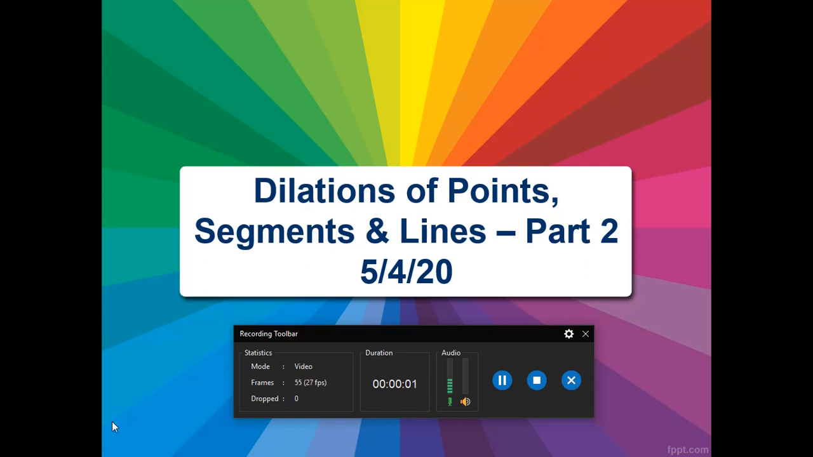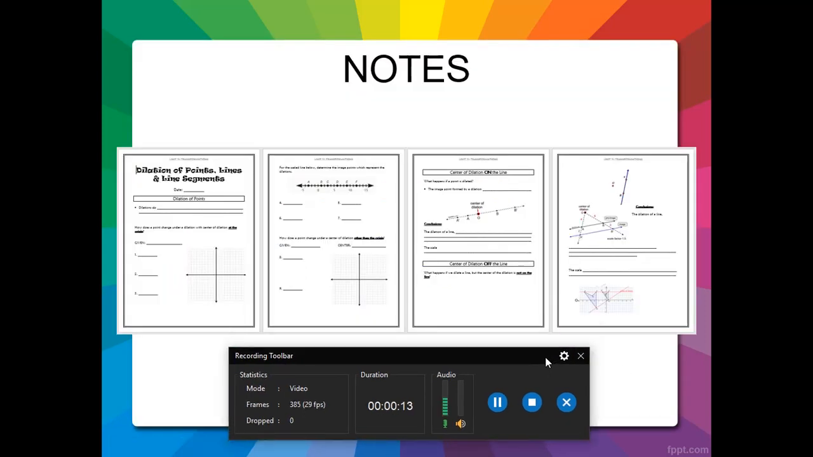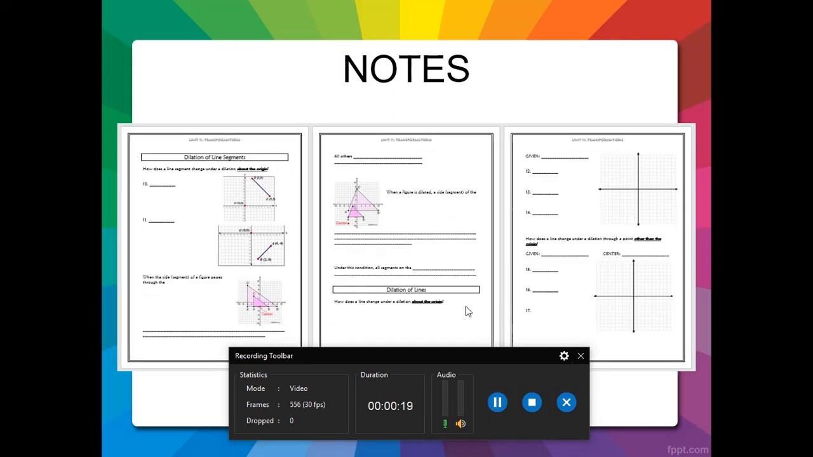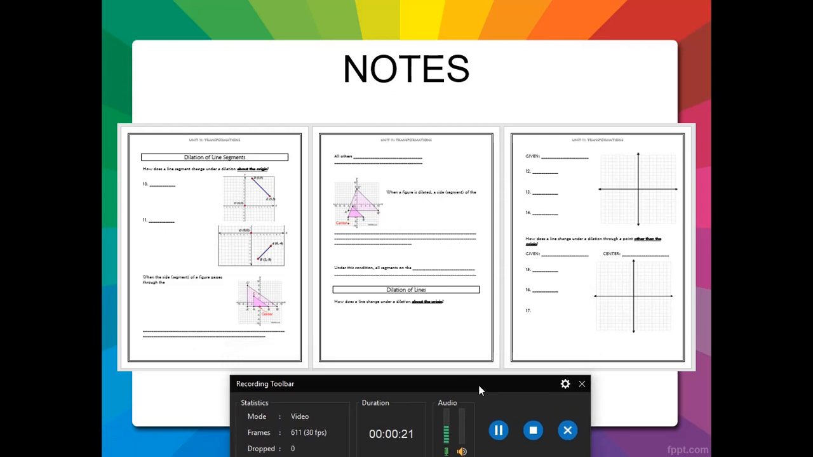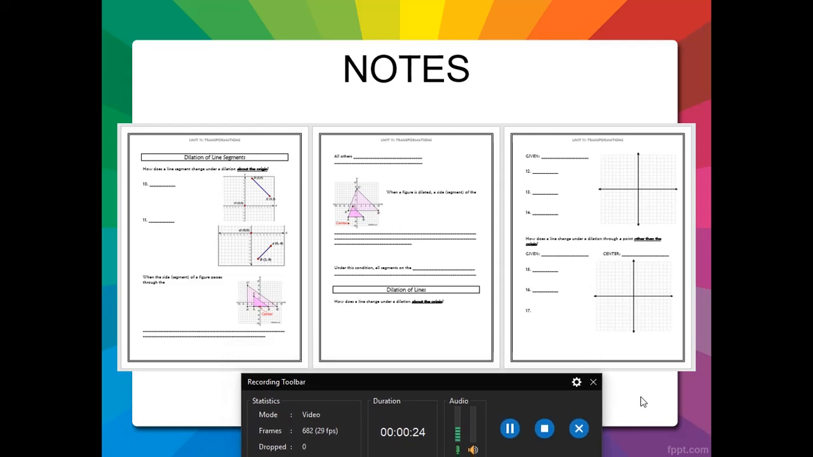Today we're going to finish up our notes on dilations of points, lines, and line segments. You can also include the date 5-4 at the top with your notes from last Thursday. Last Thursday we did cover these first 4 pages of notes. Today we're going to finish up these 3 pages of notes, and we are going to skip around a little bit.